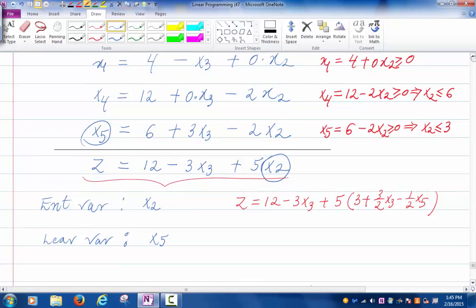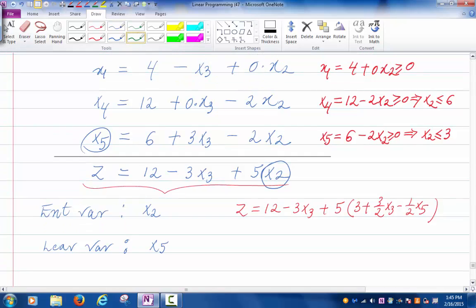Can someone tell me what's the feasible solution here for this dictionary? X2 would be 0, right? X3 would be 0. What would be X1? 4. What would be X4? 12. And what would be X5? 6. But I want you to say, in terms of our original decision variables, what's the solution?